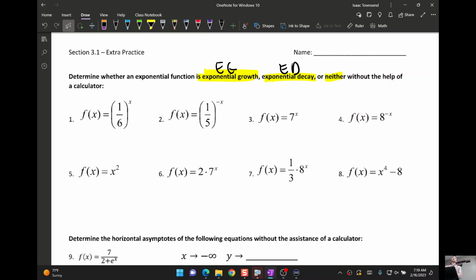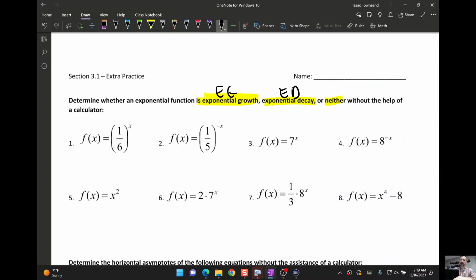Okay, everybody tried all 8 of those? Okay, so to be exponential growth or exponential decay, if we look at it like a to the x, if a is bigger than 1, you get exponential growth. Number 3 is exponential growth, 7 to the x. I think number 6 is, because it's 7 to the x also. The times 2 is just going to make it twice as big, but it is still growing exponentially. What's another one that's exponential growth? Okay, I'd agree. This 1/3 is going to slow it down a bit, but it's still 8 to the x. It's still going to grow exponentially.